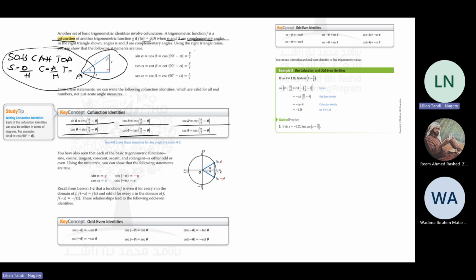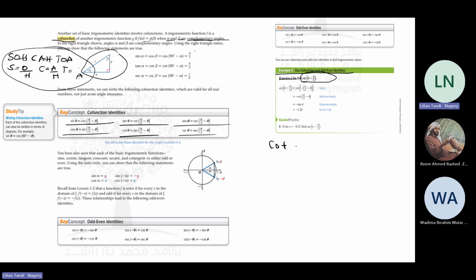It's up to how the question comes. Now, let's look at example 3. It says use cofunctions and odd and even identities to solve. Okay. Now, what did the question give you? The tan. And it is asking you to find the cot. So you come here and you say, I want to find the cot.